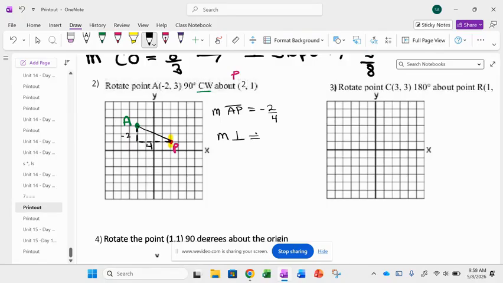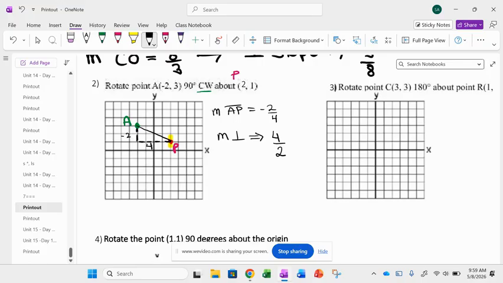So the slope of the perpendicular is going to be what? The slope of A to P is -2/4, so the perpendicular slope has to be the opposite reciprocal. What's the opposite reciprocal of -2/4, Charles? Not negative, because it's already a negative. So the opposite of a negative is a positive. So it's going to be +4/2.